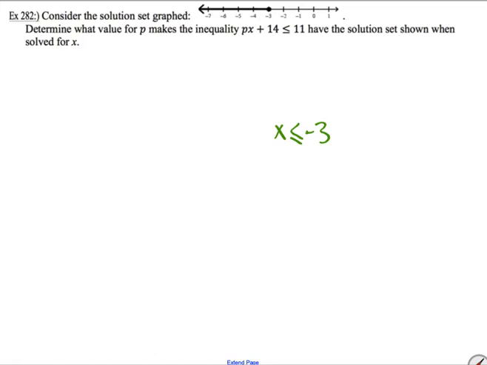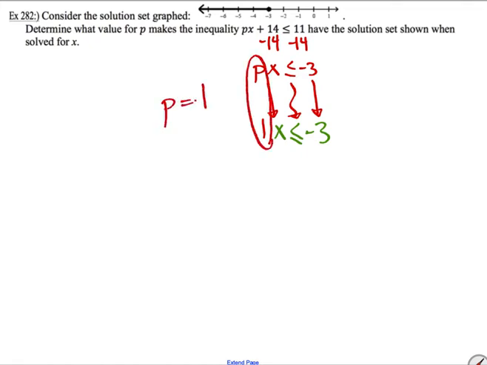Okay, if I were solving this, I would start by getting the x term by itself by subtracting 14 from both sides. This gives me Px is less than or equal to -3. Now you'll notice here, as we compare that with what it should be, this compares exactly. So this has to compare exactly as well. In order for that to happen, it's already just x, which is 1x. P has to be 1. So the answer here, P equals 1.